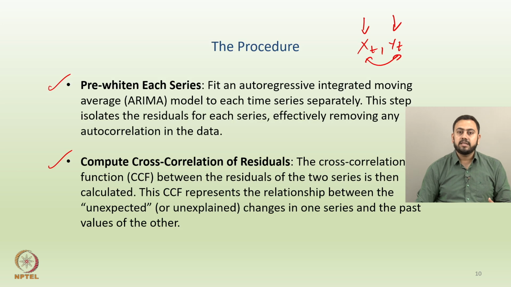Just to summarize, the cross correlation function between the residuals of the fitted ARIMA models of the two series is calculated, and this CCF represents the relationship between the unexpected or unexplained changes in one series and the past values of the other. Such cross correlations can tell you whether the residuals of one ARIMA fit have any relationship with the residuals of the other ARIMA model.